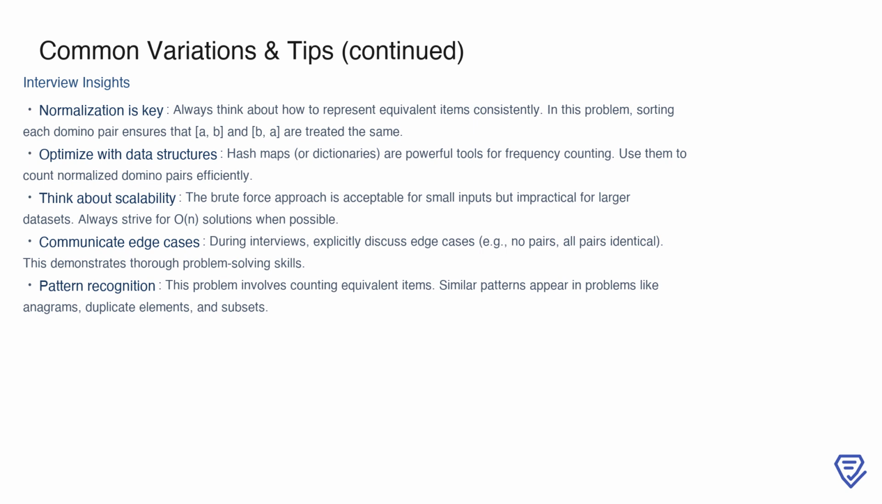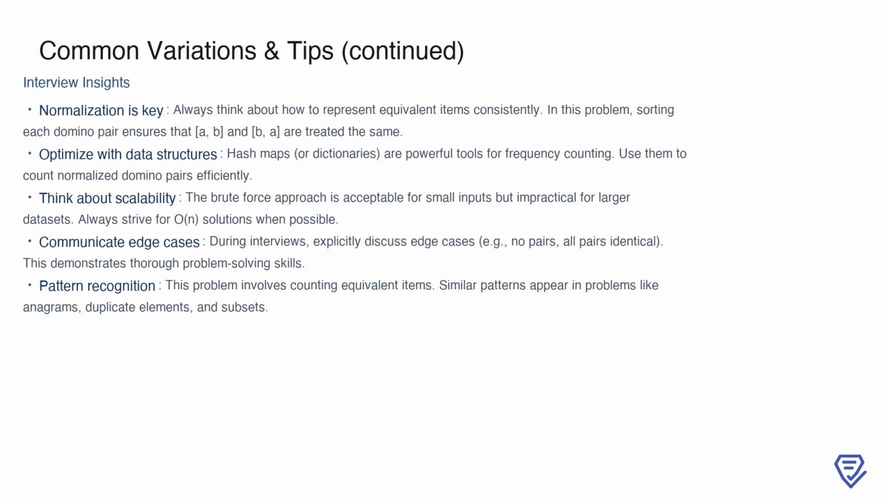When tackling this problem in an interview setting, normalization is a key concept to emphasize. By sorting each domino, you ensure that A, B, and B, A are always treated the same. Using hash maps is another important optimization strategy. They allow you to count the frequency of normalized domino pairs efficiently, achieving an O(n) solution.